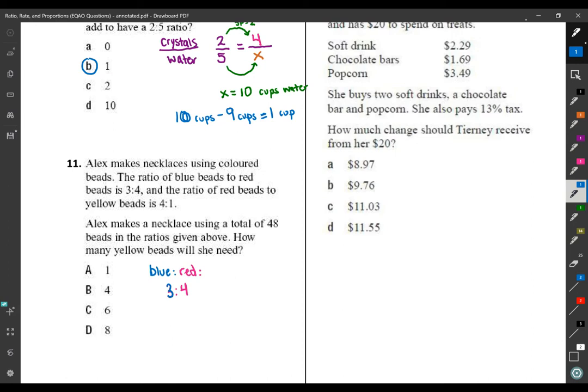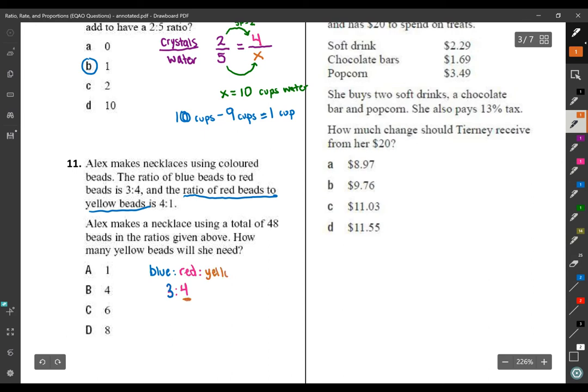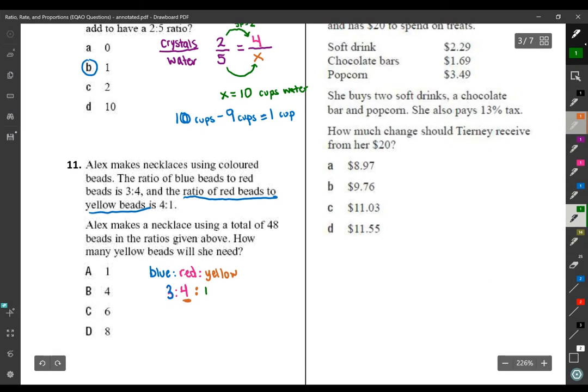It also says that the ratio of red beads to yellow beads is 4:1. Since I already have 4 right here, I can continue my ratio and make it a ratio that has 3 parts, because I still hold on to that 4:1 ratio. So I have a 3-part ratio that is 3:4:1 for the beads that are blue, red to yellow.